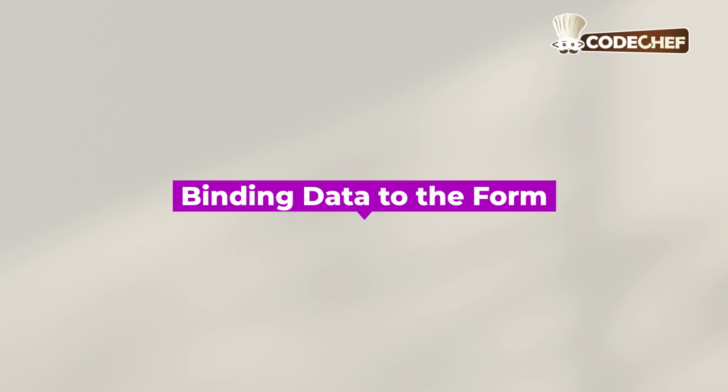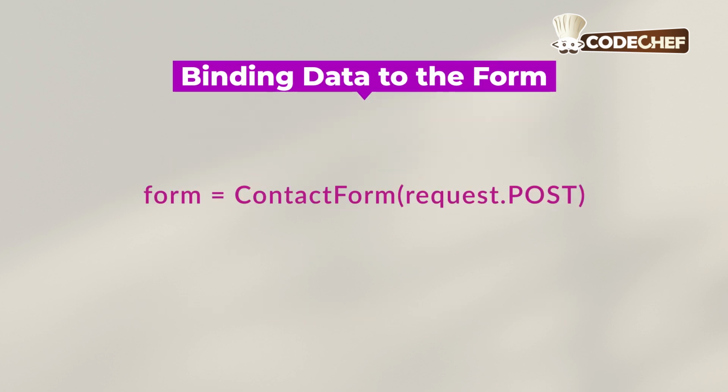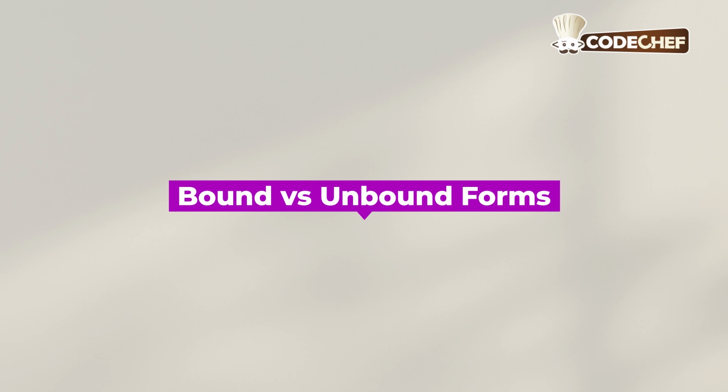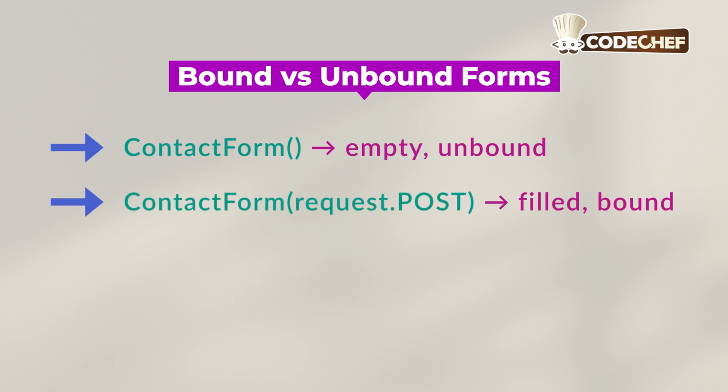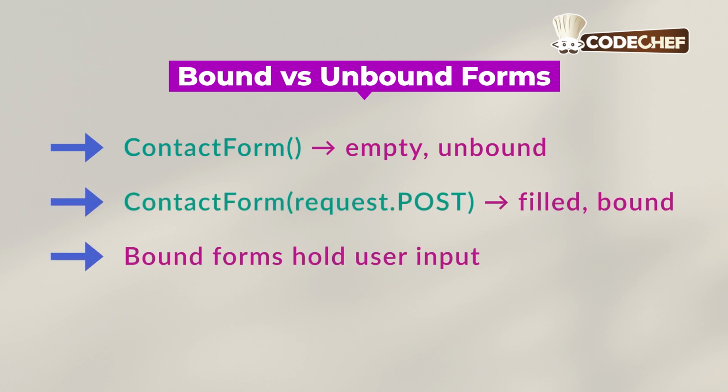Now let's look at binding data to the form. This is the most important line in this whole lesson. When we pass request.POST into the form class, Django binds or attaches the submitted data to the form fields we define. This gives us access to user input in a structured way. Also, let's look at what bound versus unbound forms are. An unbound form displays empty fields, and a bound form contains user data. This binding makes validation and data extraction possible.